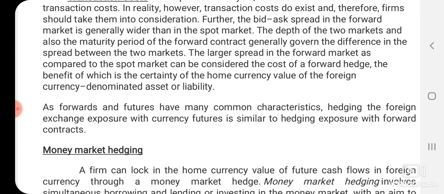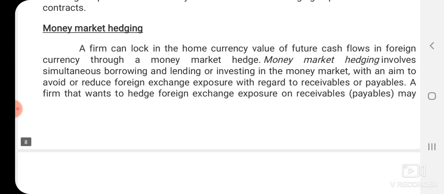Forwards and futures may have common characteristics: hedging the foreign currency exposure with currency futures is similar to hedging the exposure with forward contracts.